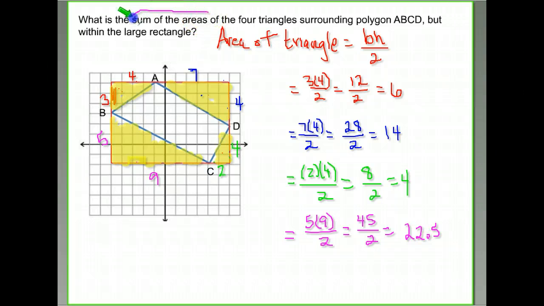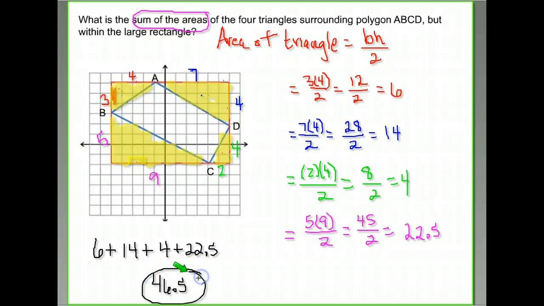The question wanted, what's the sum of the areas of those four triangles. So we're going to add those triangles together to get our answer. Sum means total, added together. So the first one had an area of 6, the second one had an area of 14, the third one had an area of 4, and the final one had an area of 22.5. We just add those together. We get 46.5. Okay, so that's step 2.